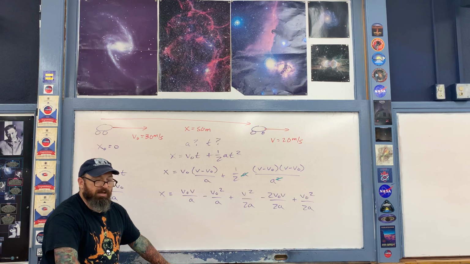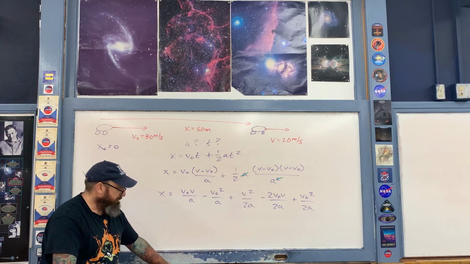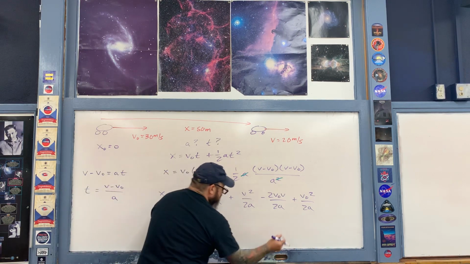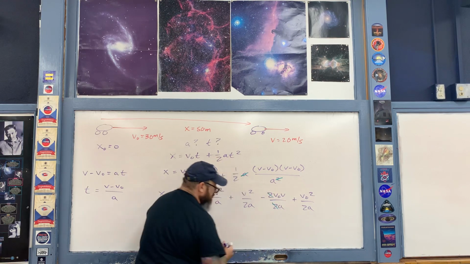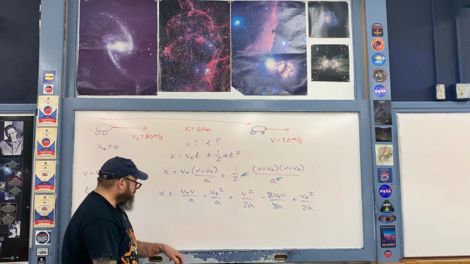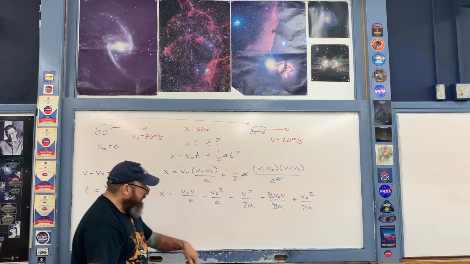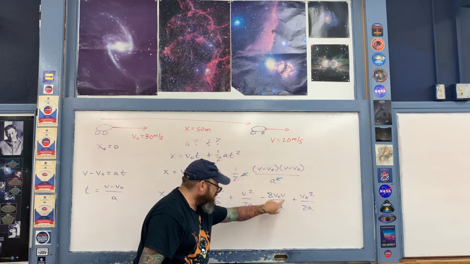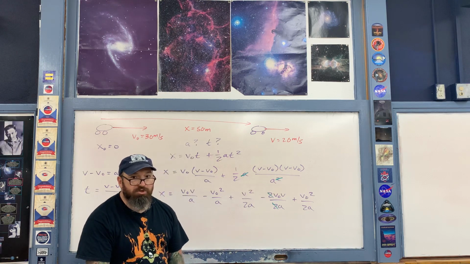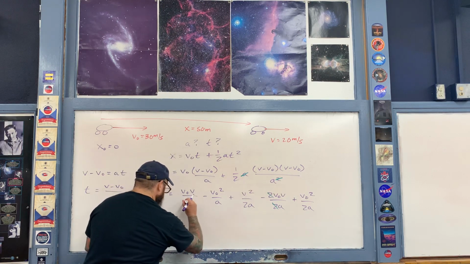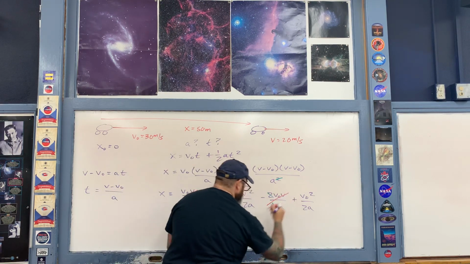And now at this point, I can go ahead and start to simplify. So first of all, in this term, these 2's cancel here and here, like so. And then I have over here to the left a positive v0 v over a, and then right here is a negative v0 v over a. So those terms drop out completely, here and here.